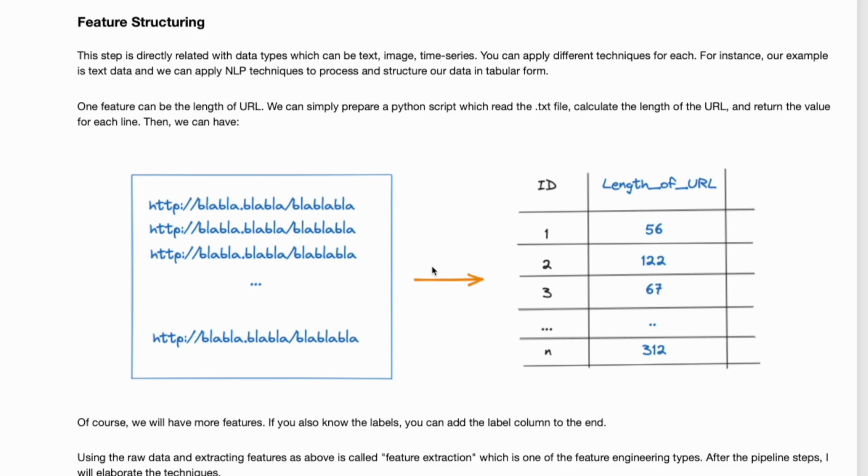So at this step, we are applying feature extraction, which is an important feature engineering technique, and I will elaborate on feature extraction in the feature engineering techniques section, okay? But simply, if you have raw data, you can apply feature extraction, then you can have some features.